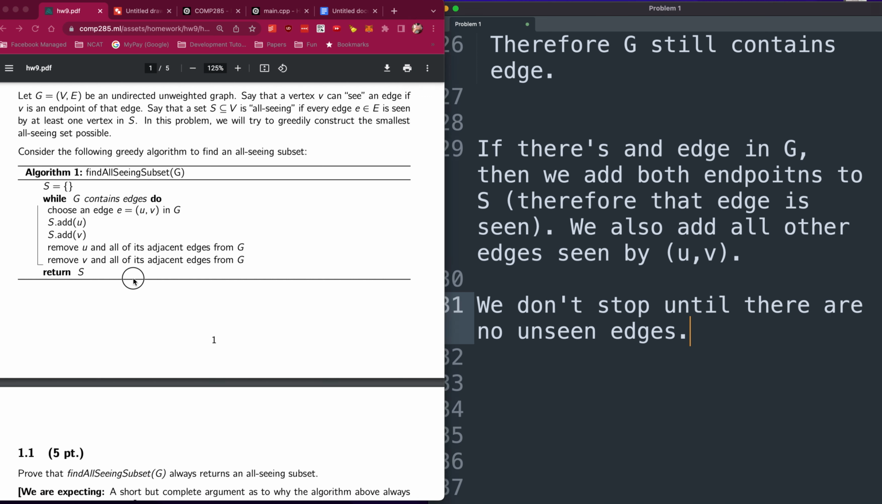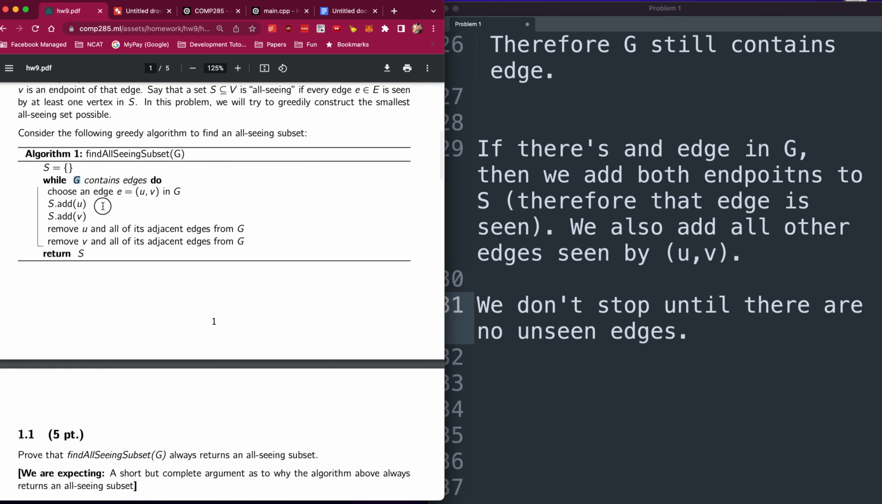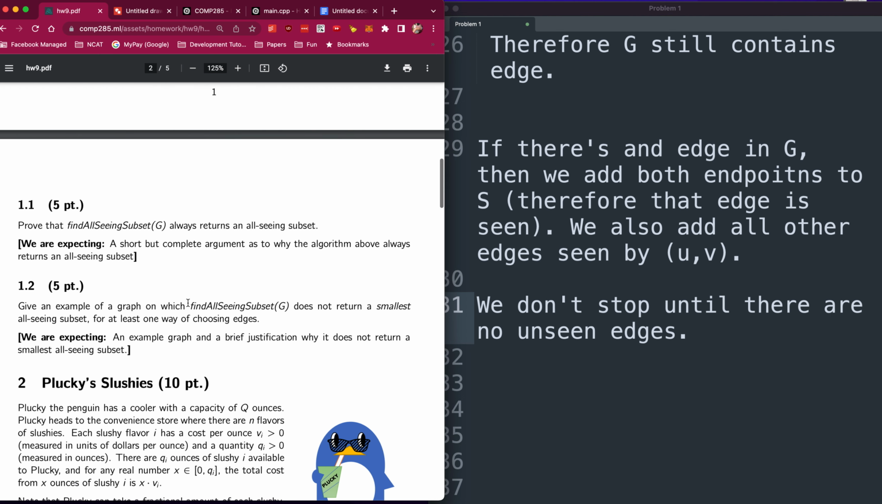Therefore, we return an all seen set, right? So that's basically why this algorithm works. It always returns an all seen subset.